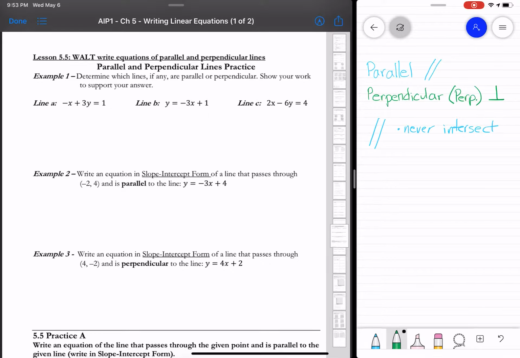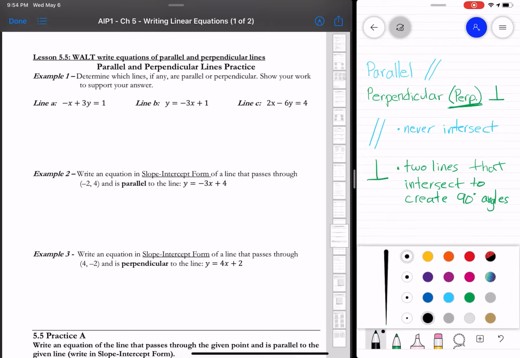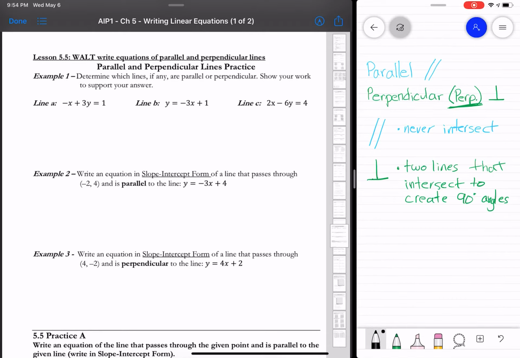And then when we talk about perpendicular lines, it's two lines that intersect, unlike parallel lines, to create 90-degree angles. Now, if you look at our little abbreviation for perpendicular, you could also use the abbreviation perp. You can actually see the perpendicular lines, like the 90-degree angles. You can see it right here, right? If I were to draw in those little boxes, and technically if that perpendicular line to the horizontal line kept going, you'd actually see more angles at the bottom.